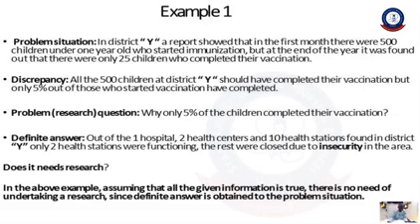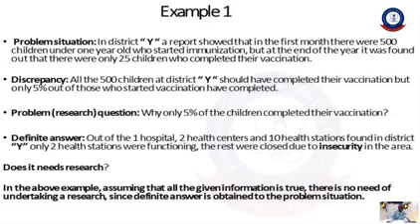So, discrepancy. All the 500 children in the district Y should have completed their vaccination, but only 5% of those who started vaccination have completed. So only 5% of the 500 completed their vaccination. Then problem. Now research question: why did only 5% of the children complete their vaccination? Why? So now the definite question.